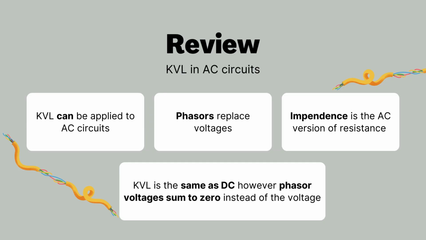To review, KVL can be applied to AC circuits, and phasors are complex numbers that replace voltages. Impedance is the AC version of resistance, and KVL is the same as DC, however, it is the phasor voltages that sum to zero instead of the voltages.